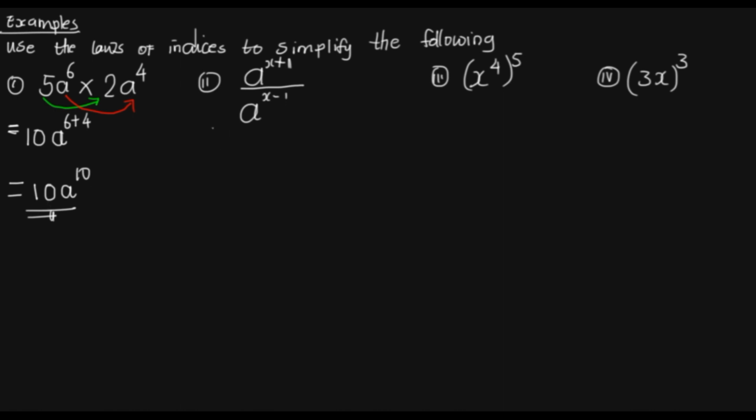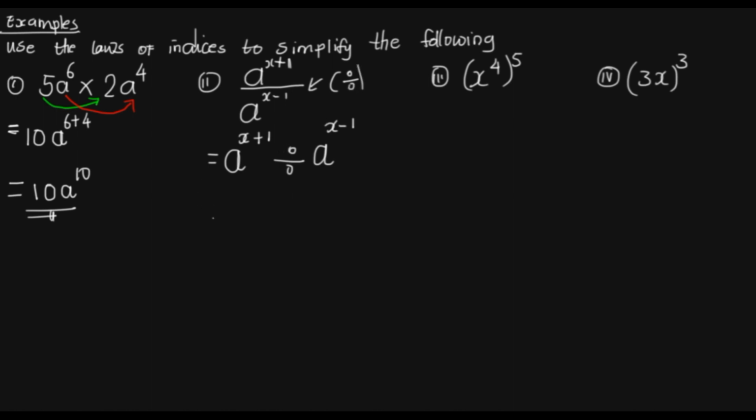Now let's move on to Roman number 2. Here we are dealing with division. The first step that we are going to do is convert this fraction by introducing the division sign. So we have a raised to the power x plus 1 divided by a raised to the power x minus 1. This line means division, so you can write it as a division.